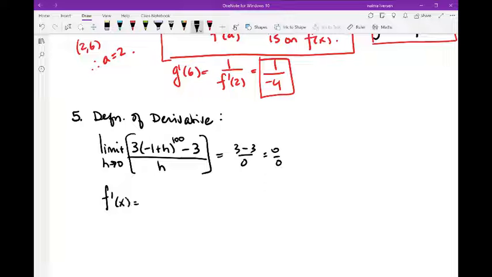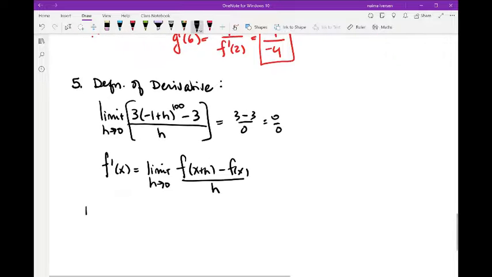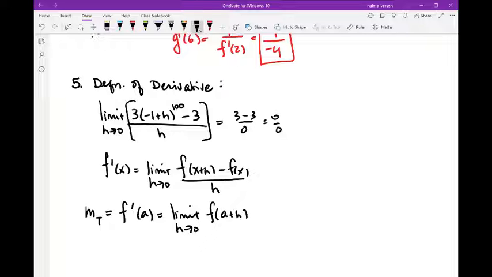We know that f prime of x is equal to the limit as h approaches 0 of f of x plus h minus f of x all divided by h. If I wanted to find the slope of my tangent line, it would be what I get when I plug in a number. So I would end up with the limit as h goes to 0 of f of a plus h minus f of a all divided by h. And the key to recognizing this definition of derivative is that you've got h's in it, you've got something plus h inside your function, and this is what I'm looking for right here.